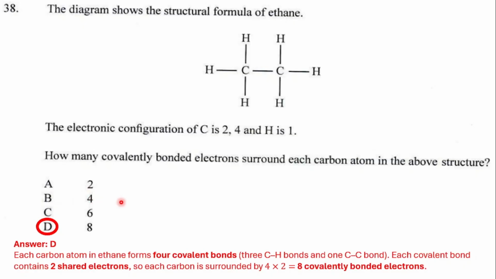Well, not so fast. Each covalent bond contains 2 shared electrons. So each carbon is surrounded by 4 times 2. What is 4 times 2? That's going to be 8. So it's going to be 8 covalently bonded electrons. So the correct answer is definitely going to be 8.